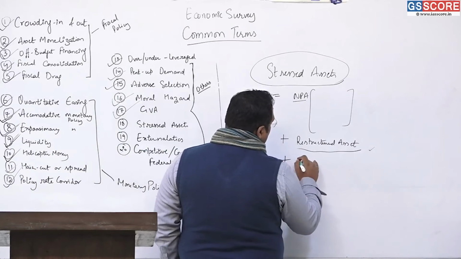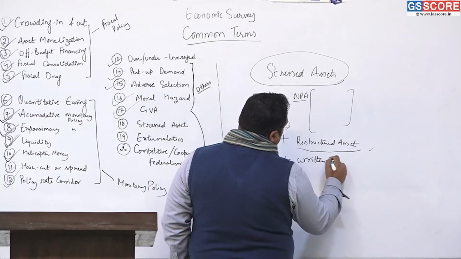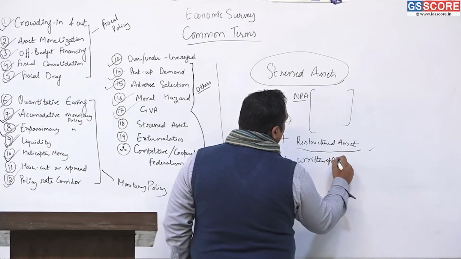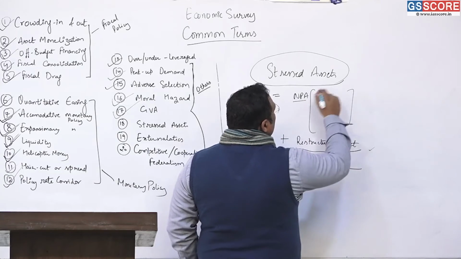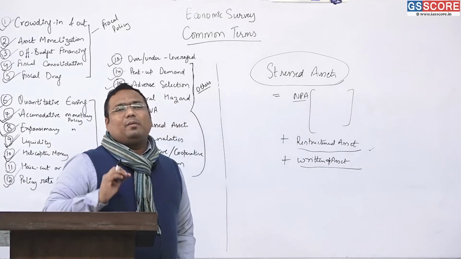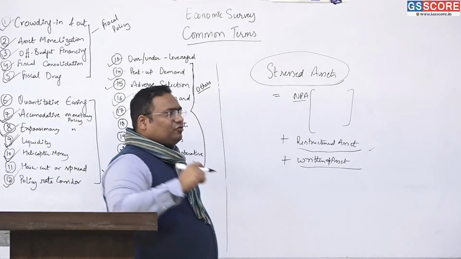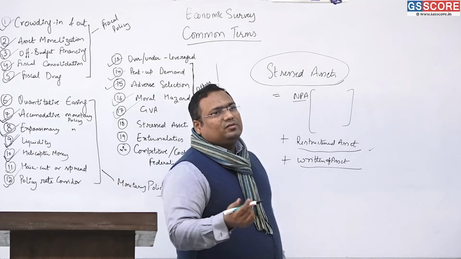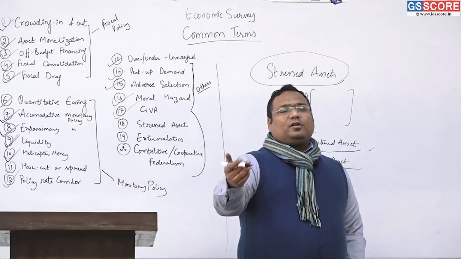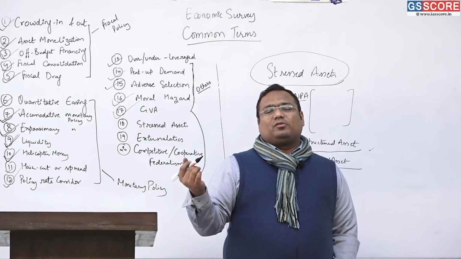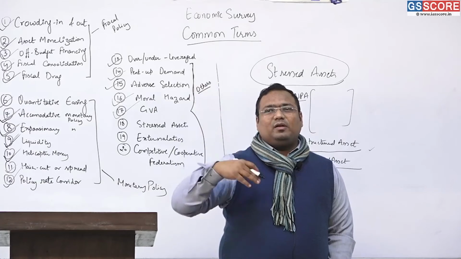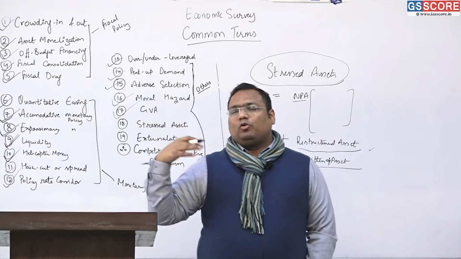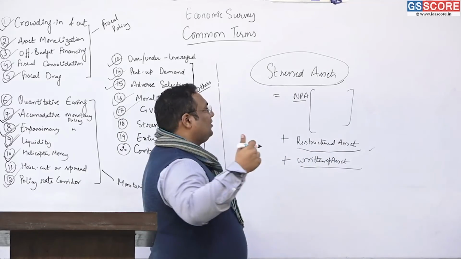Plus written-off assets. Assets which are removed from the balance sheet. NPA is what is already in the balance sheet. Restructured assets are also in the balance sheet. But there are some written-off assets. These are removed from the balance sheet because now the recovery of these loans is less likely. We can no longer show them in our balance sheet as assets.